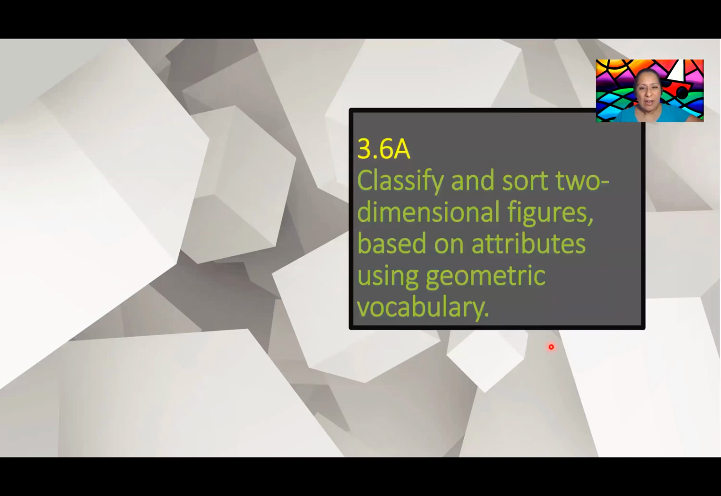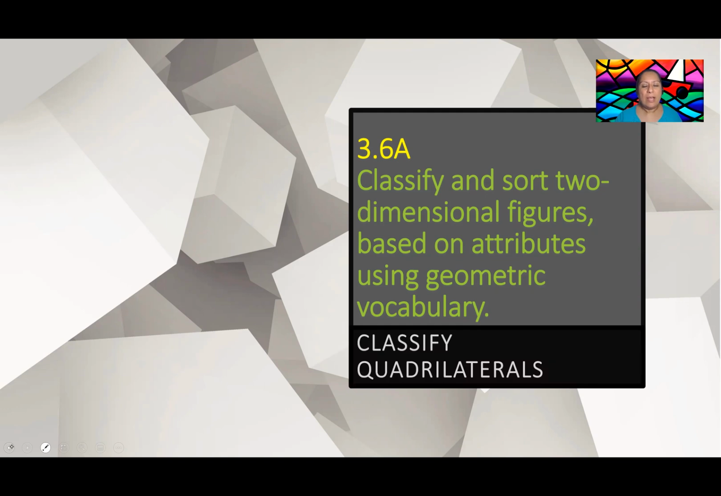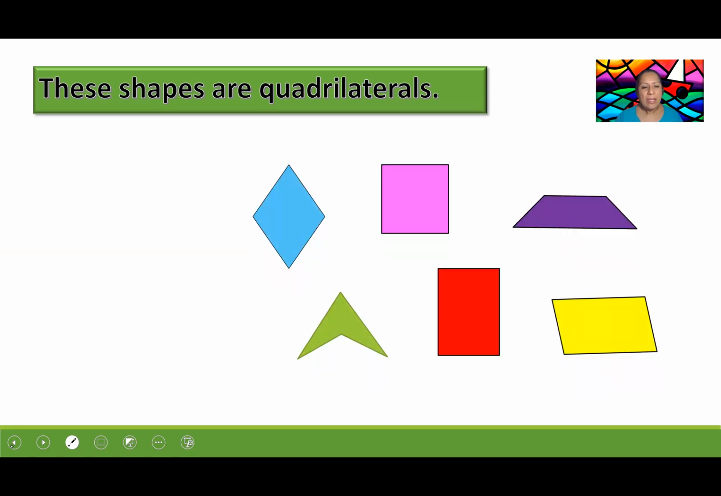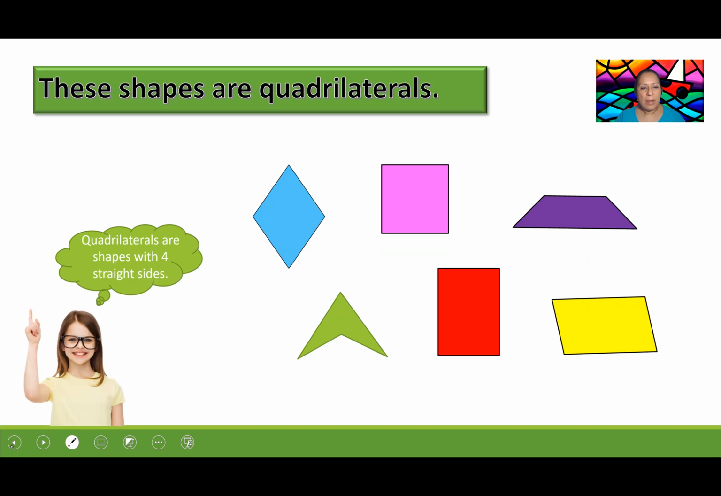Today, we're going to be learning the standard 3-6A, which is classify and sort two-dimensional figures based on attributes using geometric vocabulary. Specifically, we're going to be learning about the quadrilaterals. So these shapes are quadrilaterals. What is a quadrilateral? Well, if you remember well, a quadrilateral is a shape with 4 straight sides. So if you notice, all these shapes have 4 straight sides. That's why they're called quadrilaterals.